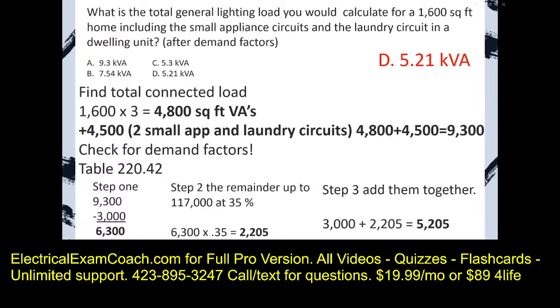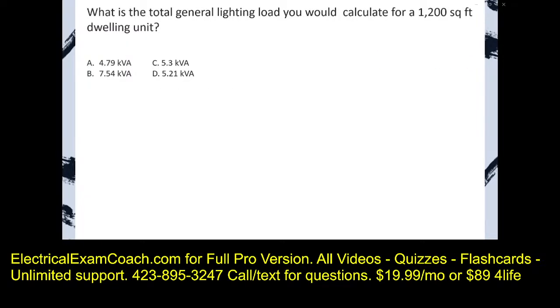Great job. What is the total general lighting load you would calculate for a 1,200 square foot dwelling unit? Notice that I took out all the pointers that we had in the previous slide. Anytime it asks for the total, you're always going to be applying a demand factor if there is one.